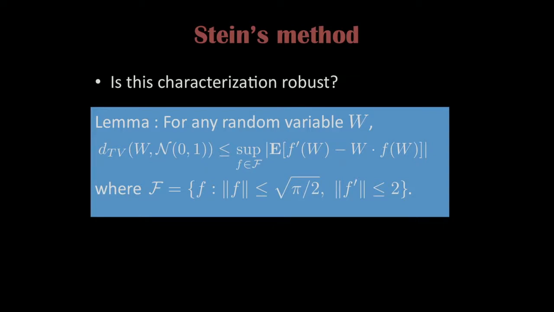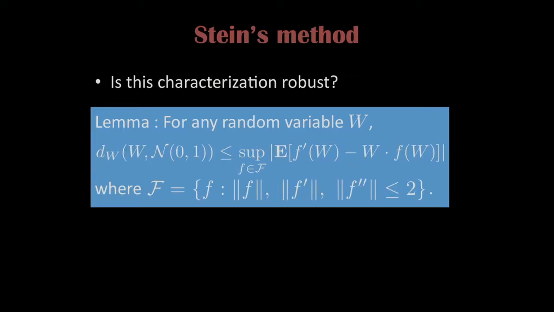You can say, okay, what if I try to prove something for a weaker distance metric, like the Wasserstein distance? Well, then you have to prove the smallness of this quantity for an even smaller class of functions. So you can restrict yourself to a class of functions where not just the function is bounded, but its first and second derivatives are also bounded. Okay, so I'm just giving prototypes of theorems that can be proven using Stein's method.